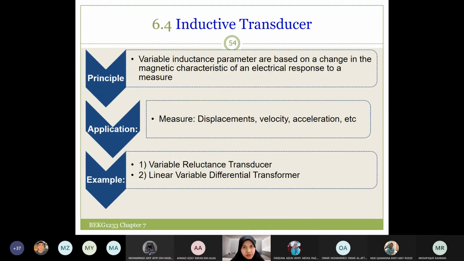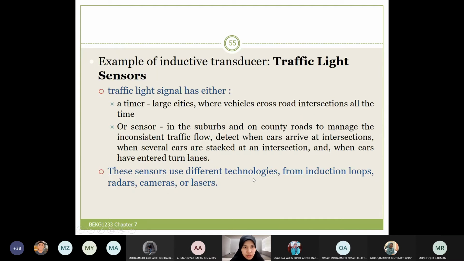The next is inductive transducer. Variable inductance parameters are based on a change in the magnetic characteristic of an electrical response to a measure. In capacitive transducer, it is based on electric. In inductive transducer, it is based on magnetic. The applications for inductive transducer can measure displacement, velocity, acceleration, and so on. The examples are variable reluctance transducer and linear variable differential transformer.